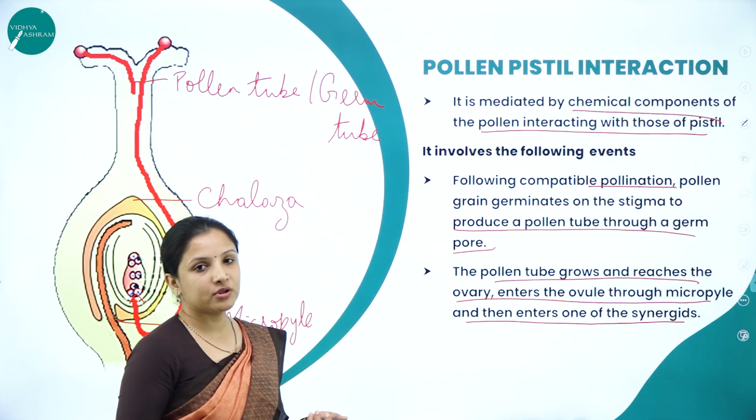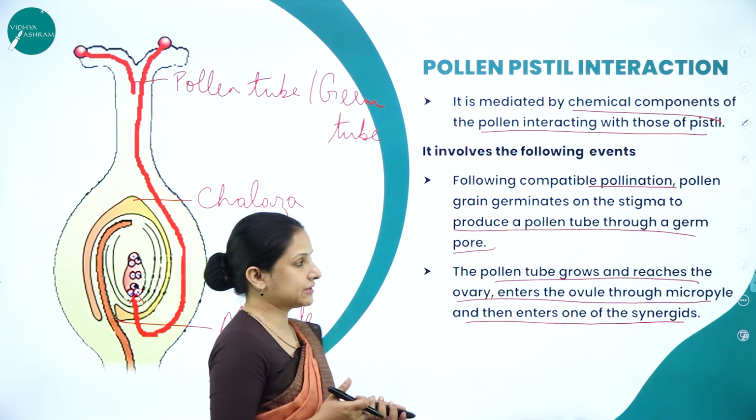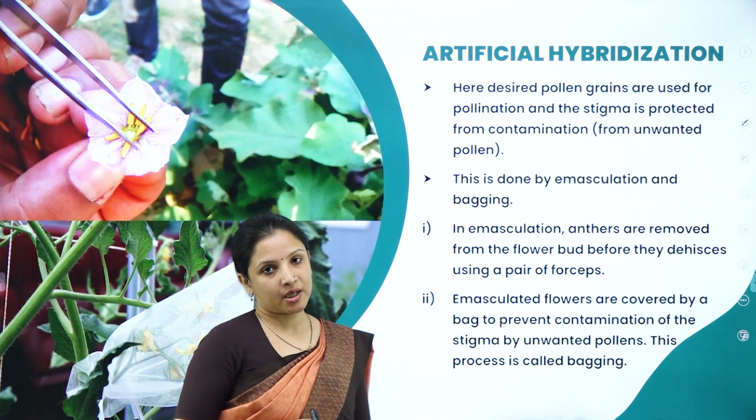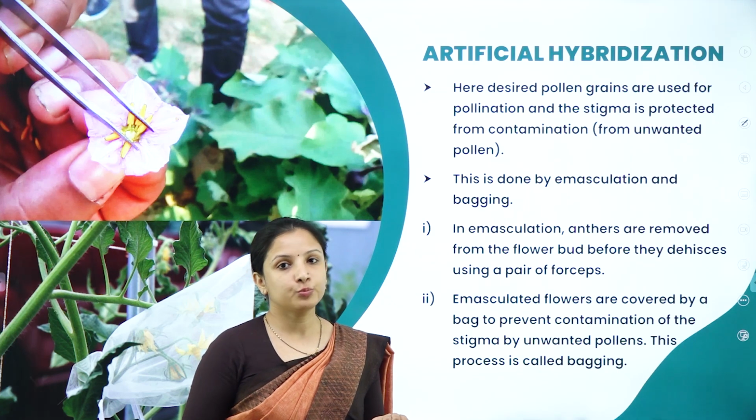So this is about the pollen-pistil interaction. Interaction is nothing but the compatibility between the pollen and the pistil. So we'll talk about artificial hybridization now. I told you artificial hybridization is a man-made outbreeding device.